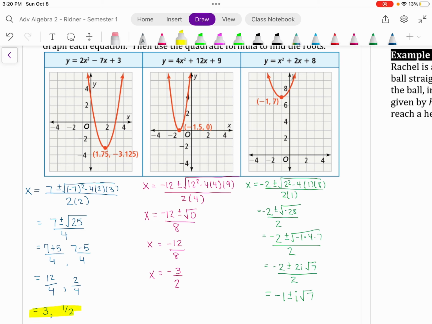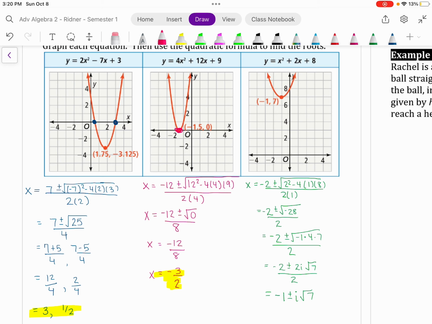And let's correlate that to looking up here. Hey, 1/2 and 3 are our x-intercepts. So when we're solving for x, it's the same thing as our x-intercepts, also known as roots, also known as zeros. They don't have to be positive, 2 real solutions. And I could have 1 real solution, and that's when the vertex is on the x-axis.